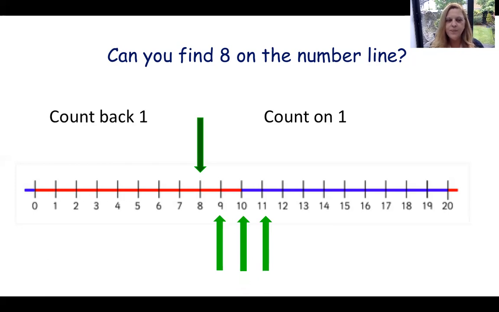Now it says, count back 1. So we go the other way. So if you've got 8, you want 1 less than 8. Count back. So the number before 8 would be number 7. And 1 less than 7 would be 6. And 1 less than 6 would be 5. So we were counting back on the number line.